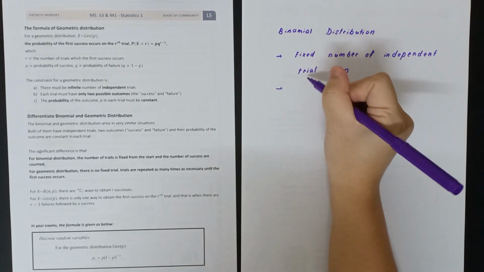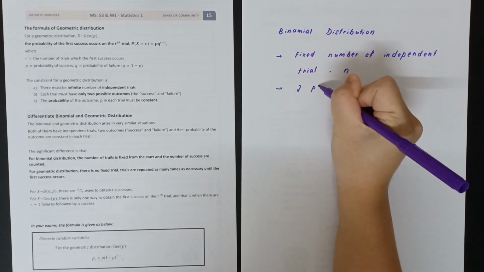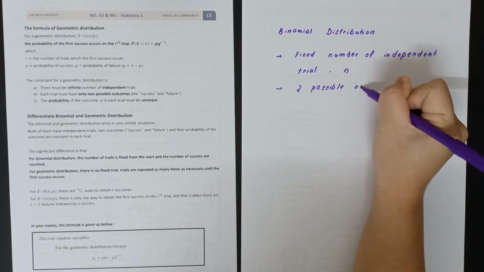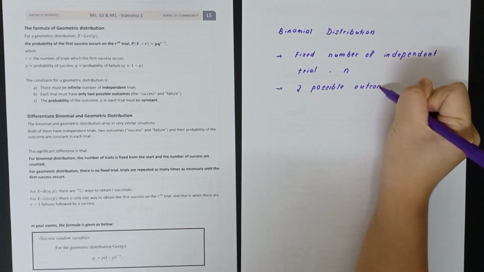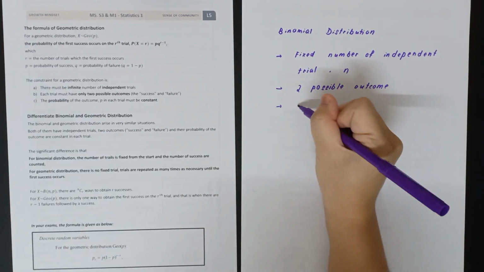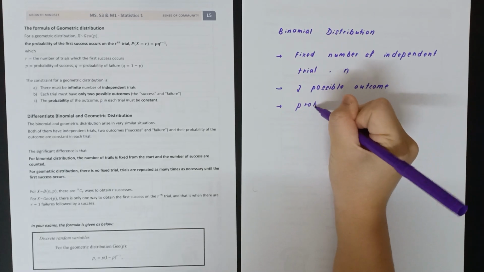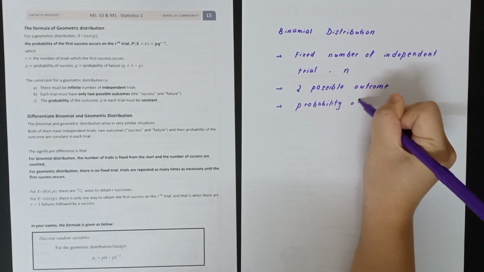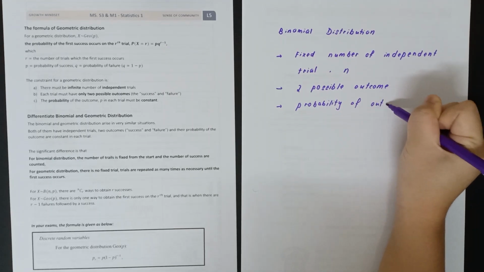So your second one is the same thing. You must have two possible outcomes only, which is the success and the failure. And then your third one is about these possible outcomes. The probability for the outcome must be a constant. So this is for binomial distribution.